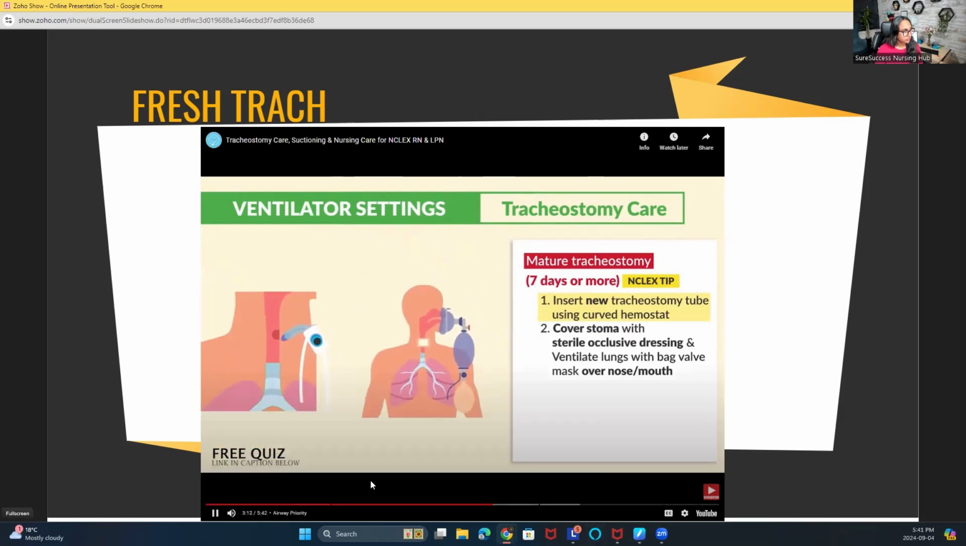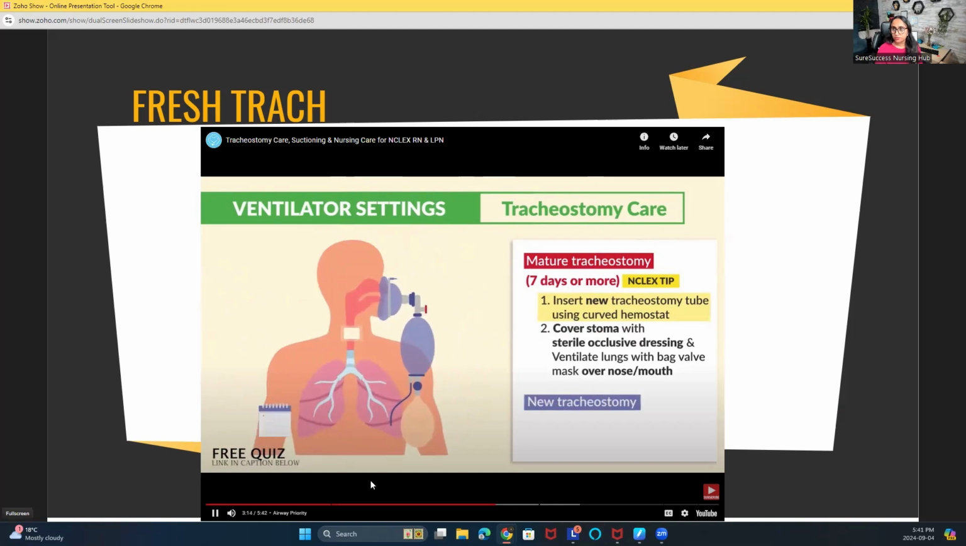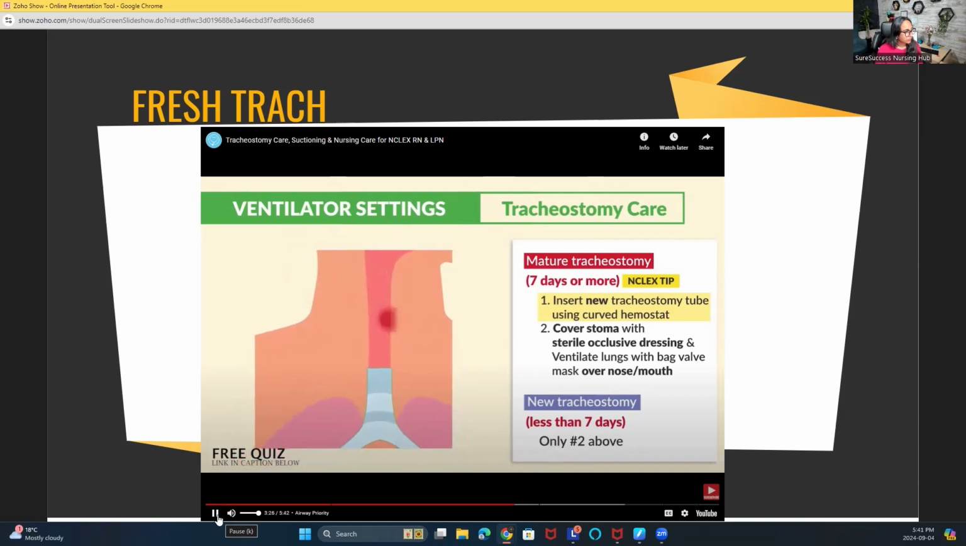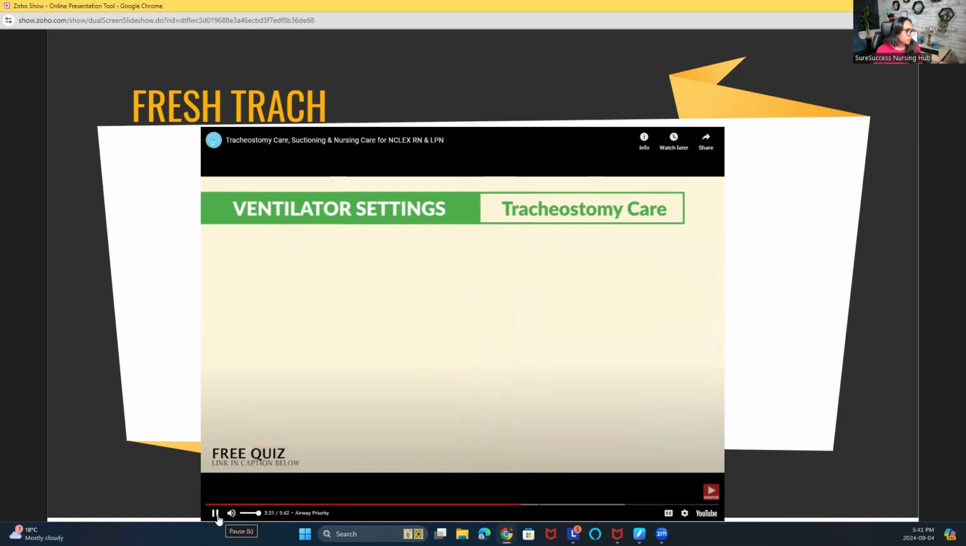Now, let's just say it's a new tracheostomy, less than 7 days. Well, then we only do number 2 here, covering the stoma with that occlusive dressing and then using a bag valve mask to ventilate the nose and mouth, since the trach is not mature enough to be immediately reinserted. Lastly, a little side note for other key points.